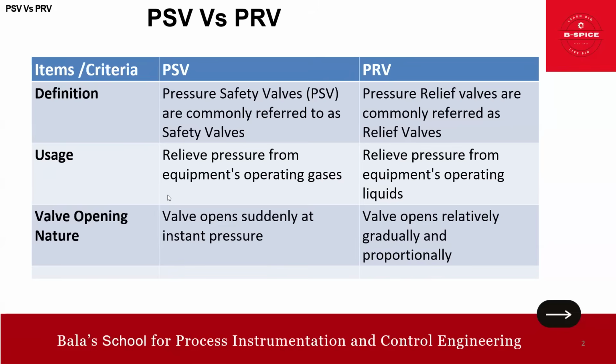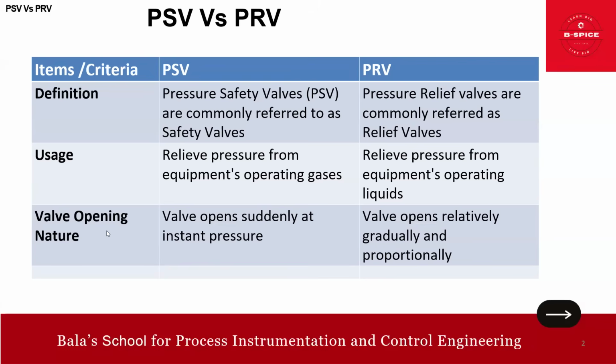Then when we talk about the usage, basically a pressure safety valve relieves pressure from equipment operating on gases. So this is related more to gas. Then when we talk about PRV, it relieves pressure from equipment operating on liquids. That's the only difference. Safety valve is for equipment operating on gases, and the relief valve is for equipment operating on liquids. That's it. I hope this is clear.